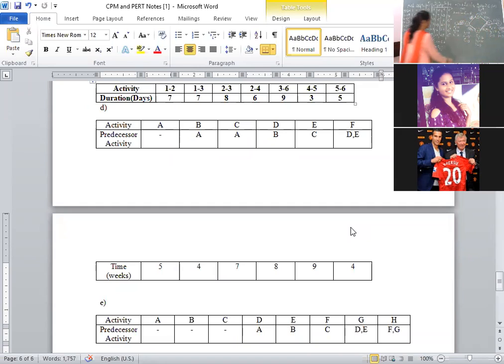Students, similarly compute free float. I hope you know the formula. Free float is equal to total float minus head slack. Or what is the other formula for free float? Anybody remember? Ej minus Ei minus Tij. Calculate free float as well as independent float. Tomorrow I will ask. Independent float is equal to free float minus tail slack.